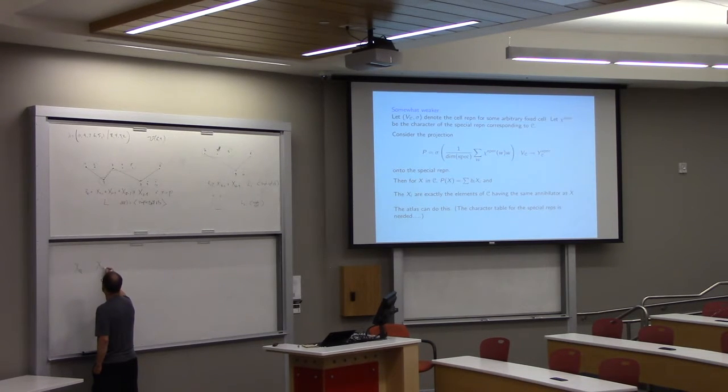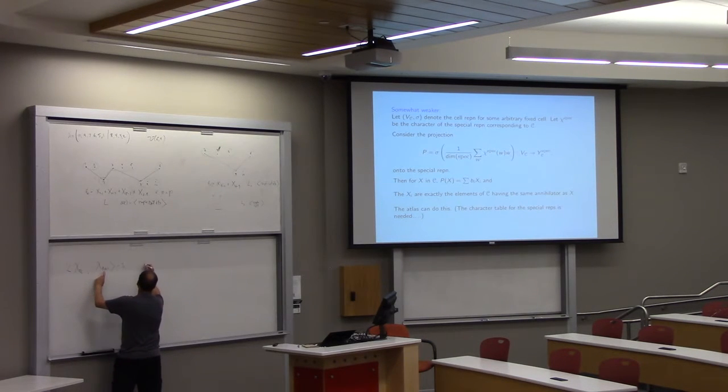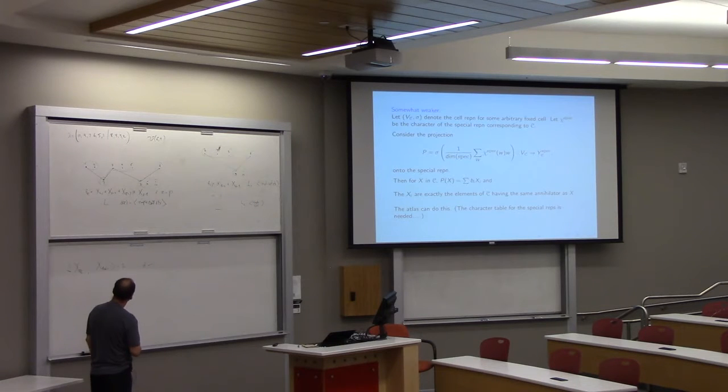And then you could take the character of S1 of H. If that's 0, move to S2. If that's 0, move to S3. And then at some point, you get 1 because of this fact that says the cell representation contains the special in some degree, and everything else in the cell representation is higher degree. So the first time you get 1, you have your D. And that doesn't tell you the orbit, but I guess it tells you the dimension of the orbit.